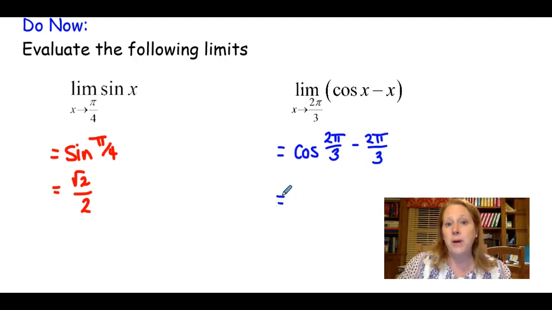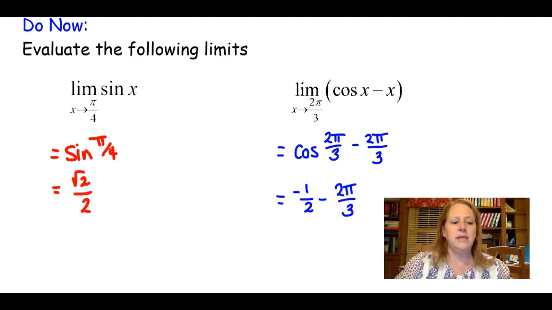The cosine of 2 pi over 3 is the same thing as the cosine of pi over 3, which is the cosine of 60 degrees, which is 1/2. But in the second quadrant, which is where 2 pi over 3 is located, it's going to be negative 1/2. All Students Take Calculus, only sine is positive there. Minus 2 pi over 3. And that's about as pretty as it gets. We could get a common denominator, but don't bother.